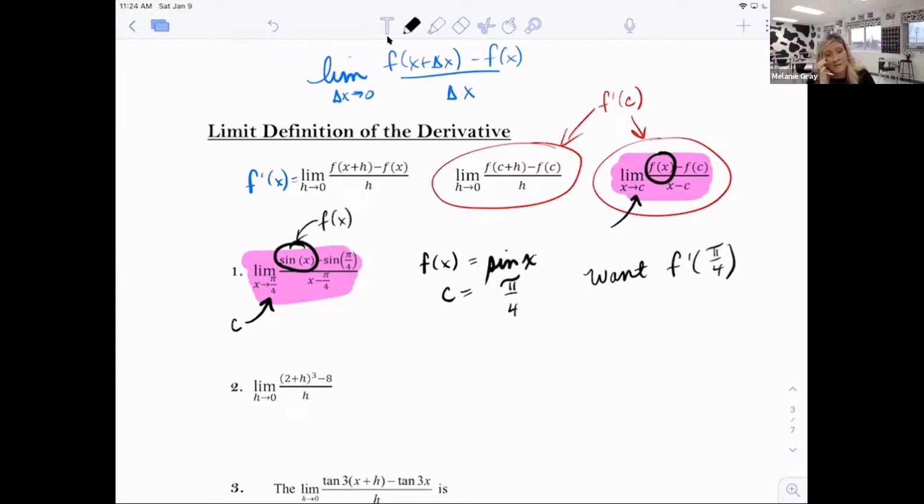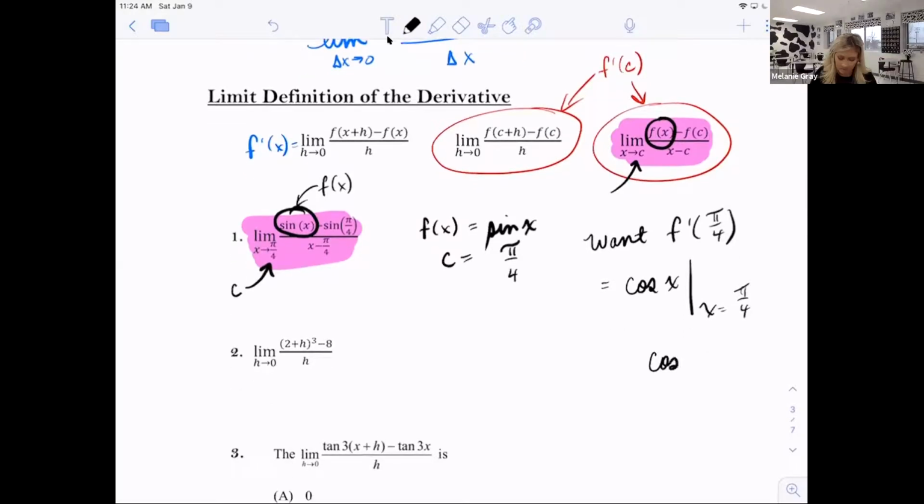right? And now that you guys have studied derivatives, you know what the derivative of sine is, and you can sub that c value into the derivative. And so when you see a problem like this on the AP exam, this big, beautiful limit formula that they're asking you to take the limit of, they're wanting you to recognize it as the definition of the derivative. And so what you're going to do is just take the derivative of f of x, which is cosine of x, and you're going to evaluate it at x equals pi over 4. So you're just going to sub in pi over 4 in the place of x, and we know from the unit circle that value is square root of 2 over 2.